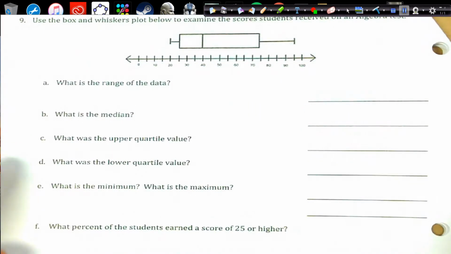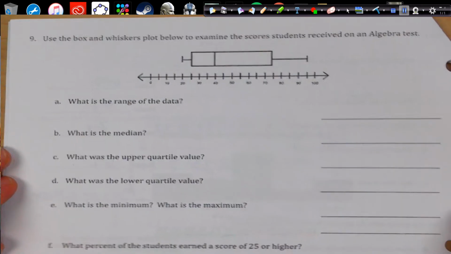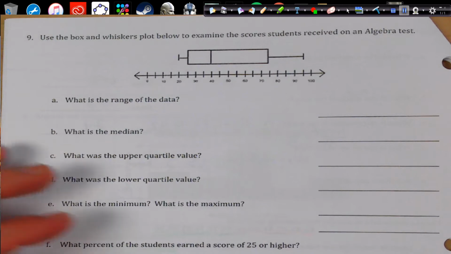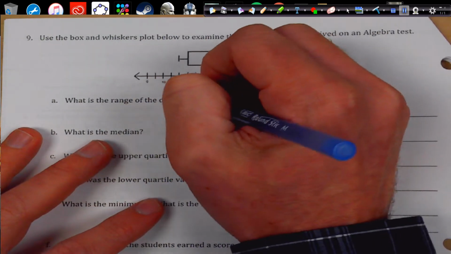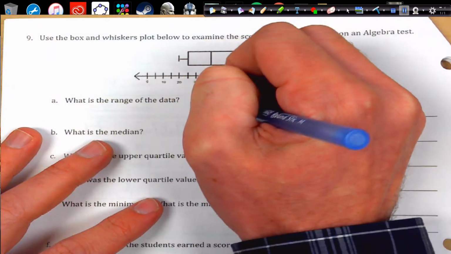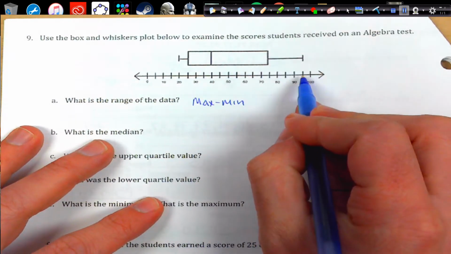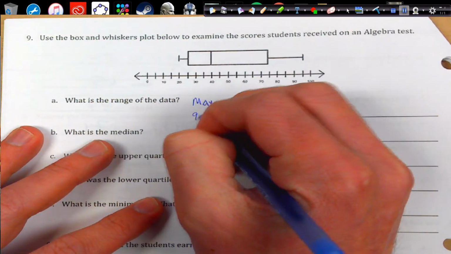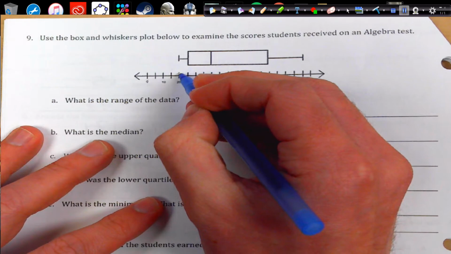All right, we are almost there. When I say almost there, I mean I think we're halfway. All right, use the box and whisker plot to examine the scores students receive. So what's the range of the data? Again, it's going to be maximum minus the minimum. So we're going to get, I think that's 95 minus, it looks like, 20.